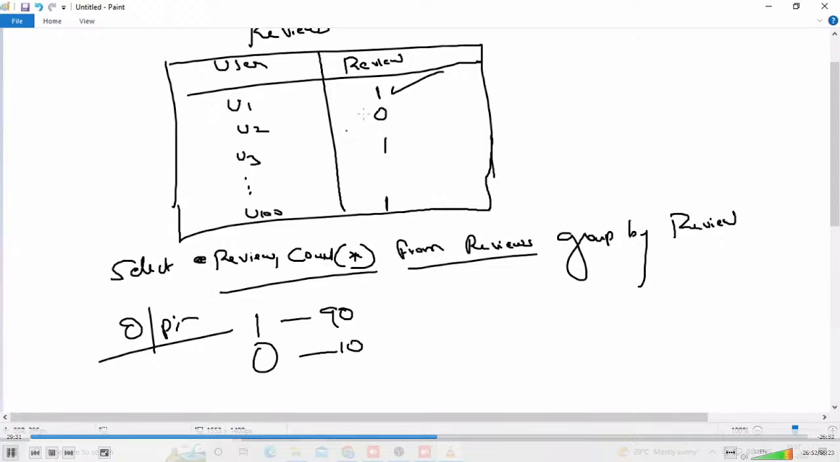But generally reviews won't be given in the form of zeros and ones. They give their own text: the movie is good. The second person says the movie is not good. They are giving it in their own way. So can you write an SQL query to count the number of goods and not goods here?